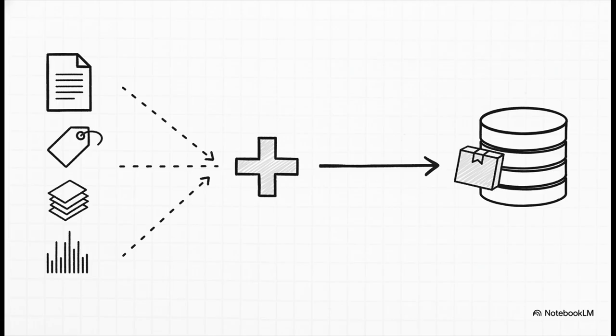This is so critical. You store all of it together. The embedding is for the search, but the text, ID, and metadata are what you actually want to get back. We do this 453 times, and then our library is full.